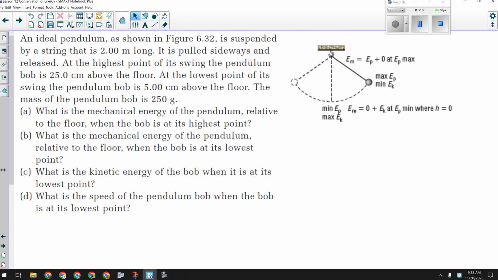And the mass of the pendulum bob, that's the weight at the end, it's called the bob, is 250 grams. So I would like you to perform all 4 of those calculations, just to remind ourselves how we calculate mechanical energy and things like that. I'll give you a little bit of time to get ahead of me, and then we'll go through them together.